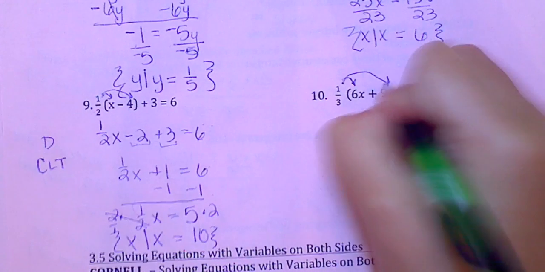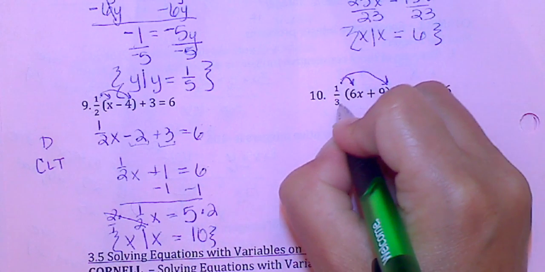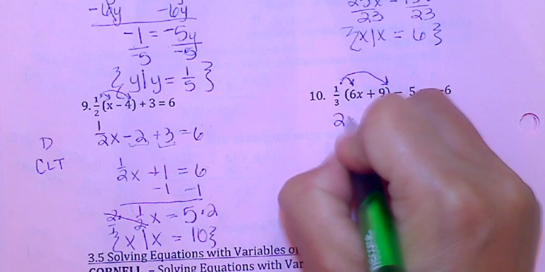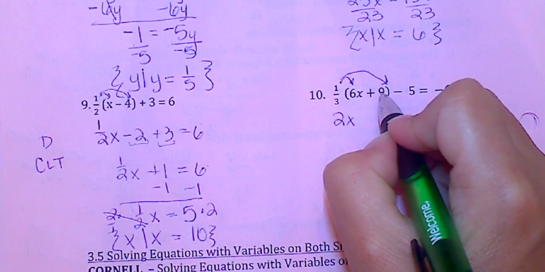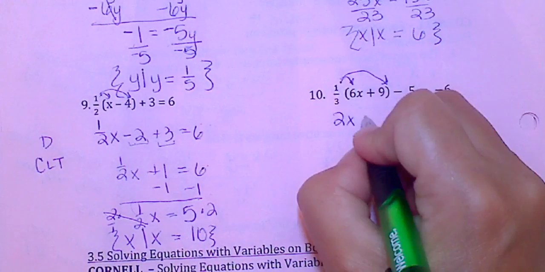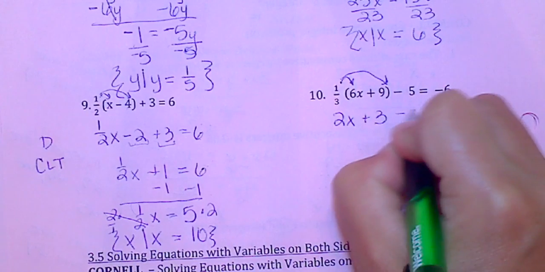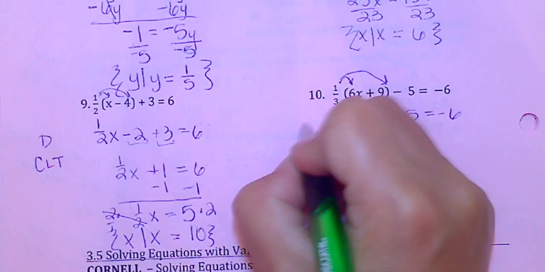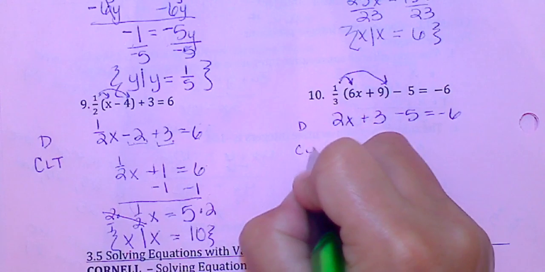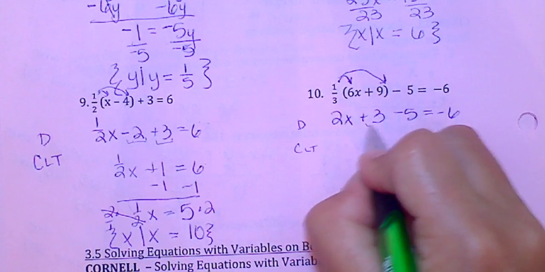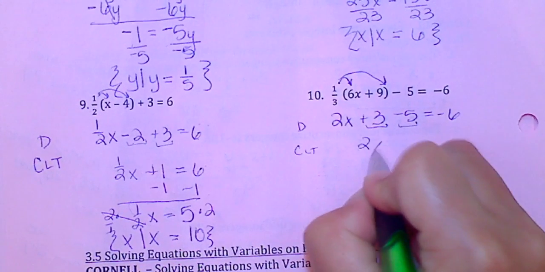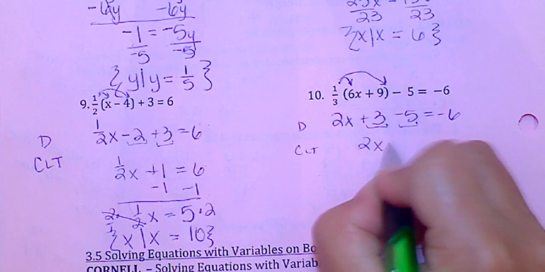1/3 of 6x. So that's just 6 divided by 3. So we get 2x. 1/3 of 9. Again, that's just 9 divided by 3. So that gives us 3. The rest stays the same. So we distribute. Now we want to combine like terms, which is the +3 and the -5. So 3 minus 5 is -2.